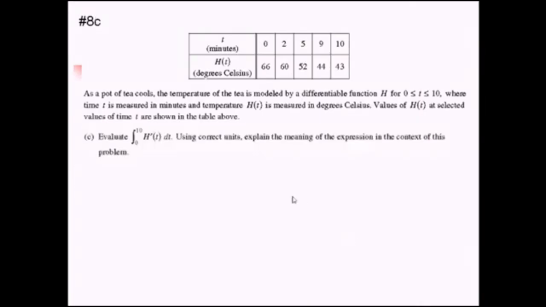For part C, they want us to evaluate the integral from 0 to 10 of h prime of t dt, and then using correct units explain what it means. So when we're doing this, we're basically using our fundamental theorem of calculus. So we have the antiderivative of h prime, which is just h. So we've got h of 10 minus h of 0, again using our fundamental theorem. Now h of 10, they gave us that in the table. That's just 43. H of 0 up here is 66, so this is just 43 minus 66, which comes out to, let's see, this will be negative 23, and this is going to be degrees Celsius.